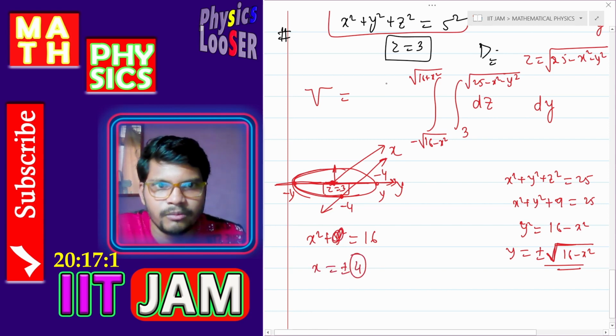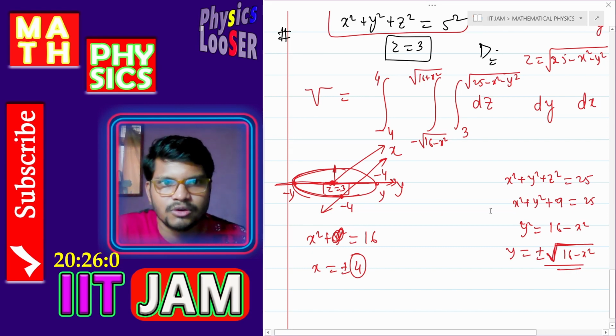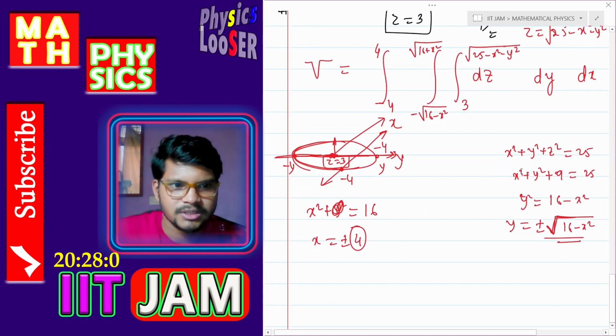So this is spanning from minus 4 to plus 4. So this is how we can take the integral. We are writing the integral of any function which is constrained at z is equal to 3 and so on. So I hope you understand.